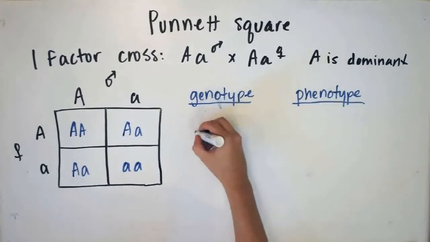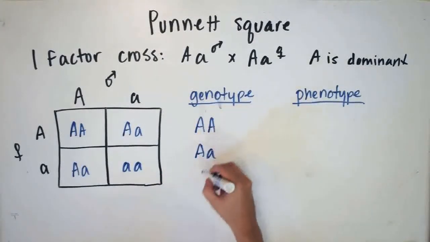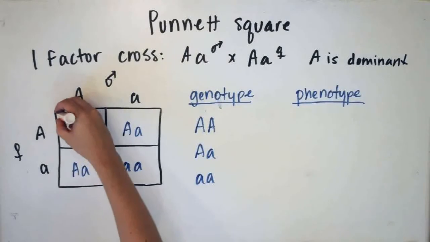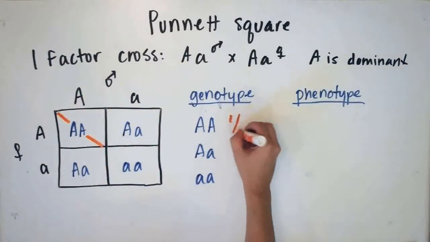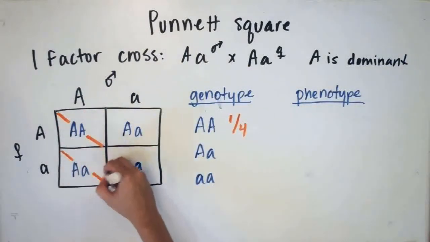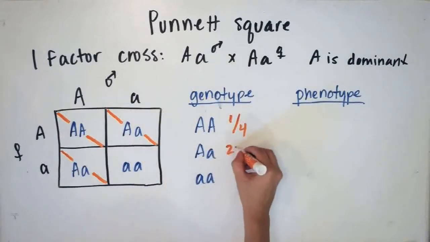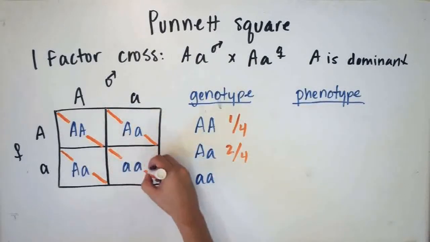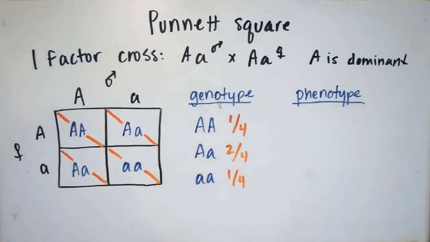Based on our diagram of all possible outcomes in the Punnett square, the probability of receiving two big A alleles is 1/4. For heterozygous combination, it is 2/4, or 1/2, and for two little a alleles, it is 1/4. This can also be expressed by the ratio 1 to 2 to 1.